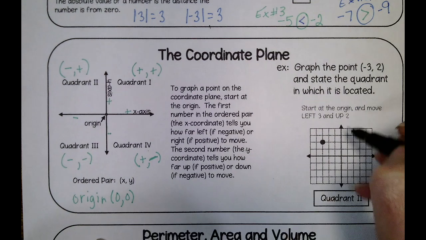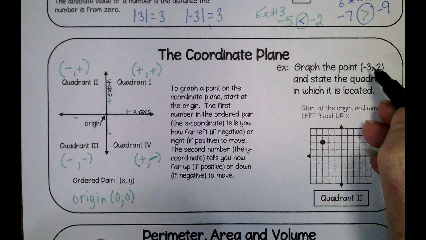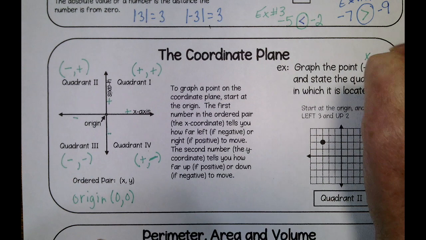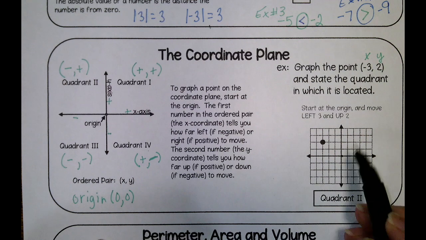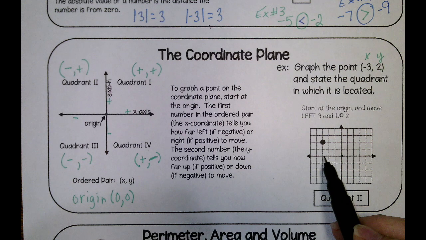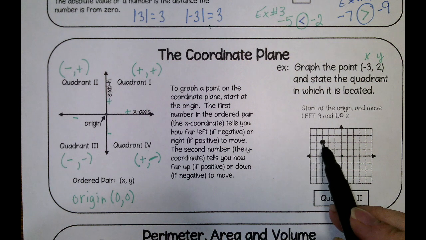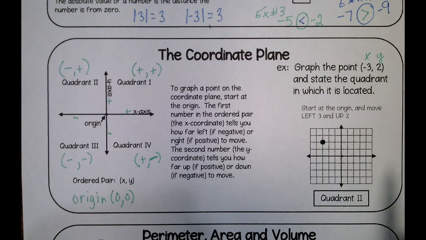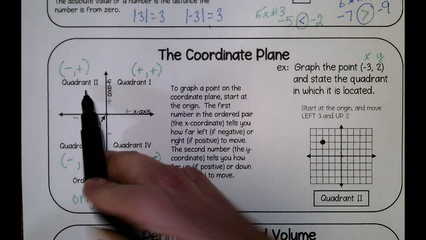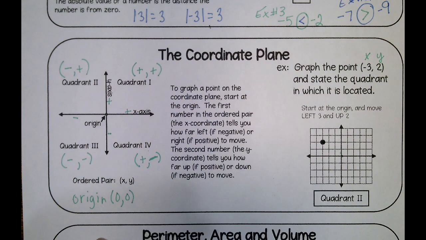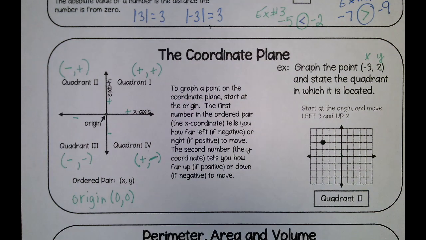Okay? So graph the point -3, 2. This is the x, this is the y. X is -3. So starting at the origin, it's negative, so you go 1, 2, 3. There's where -3 is at. And then the y is a +2, so you just go up 1, 2. And then you put your dot right there. That represents the point -3, 2. Now this is in the upper left quadrant, which is quadrant 2.